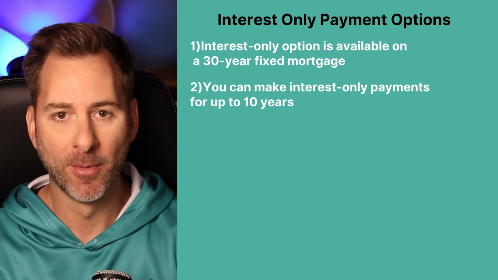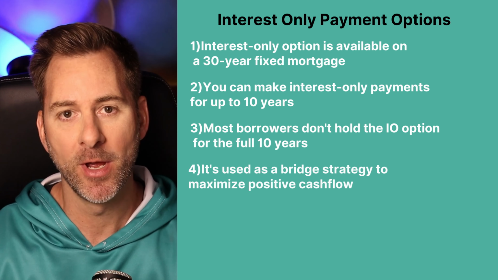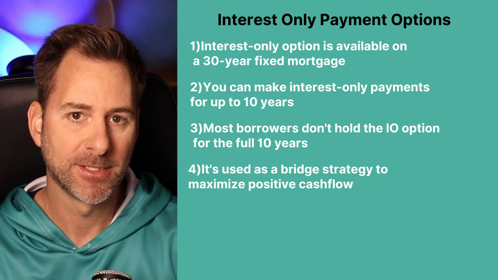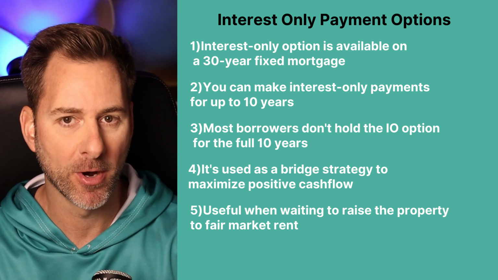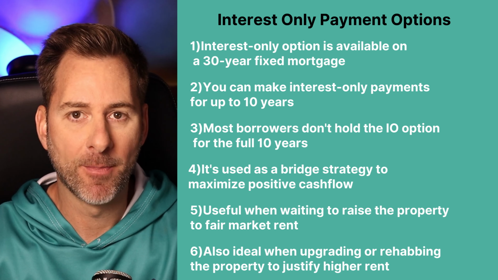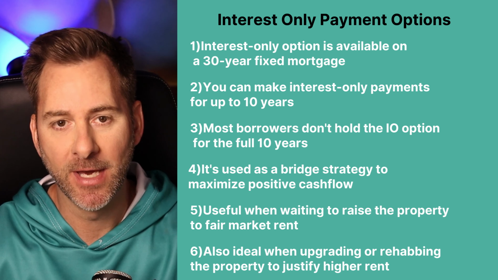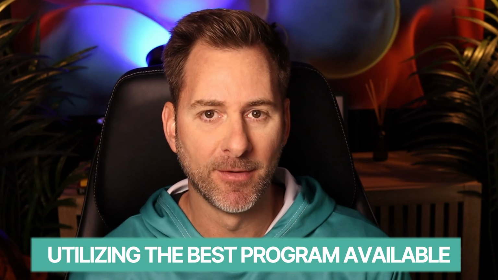Typically, nobody keeps the 30-year IO for the 10 years. What it's used for is a bridge, essentially maximizing your positive cash flow if you're looking to increase the rent by upgrading the property or doing some rehab work in order to get fair market rent for the property. So it's important that when you talk to a loan officer, you talk to us, we're going to go over what the long-term plan is for this property so we make sure that you're utilizing the best program available, maybe upfront, but what the big picture is over time.